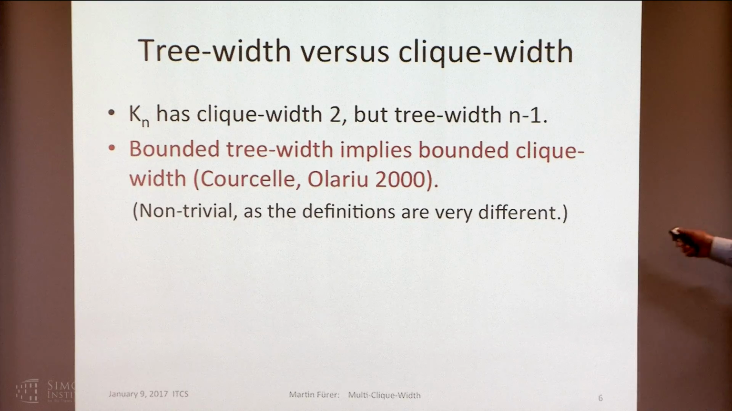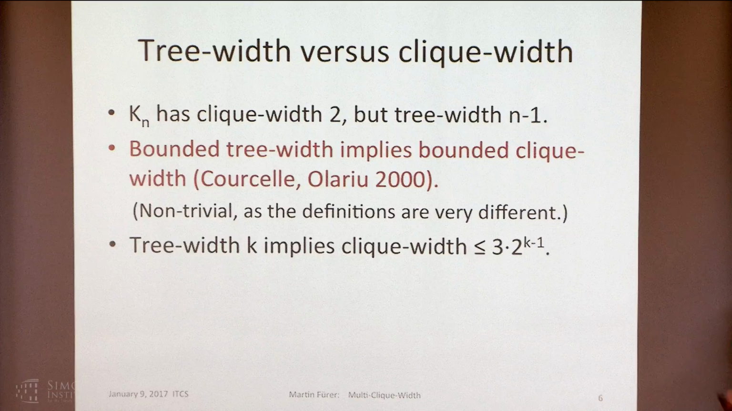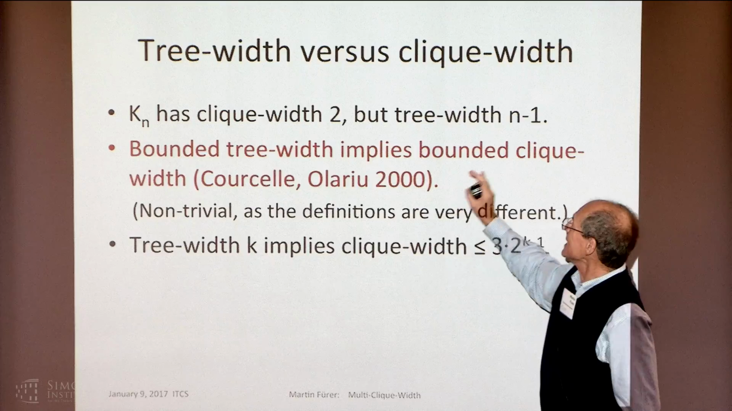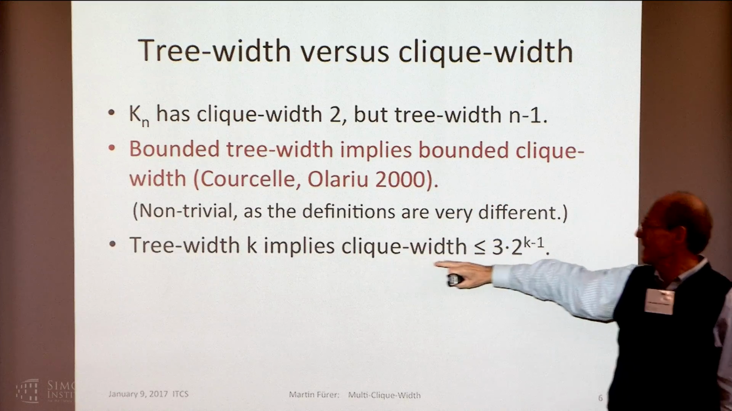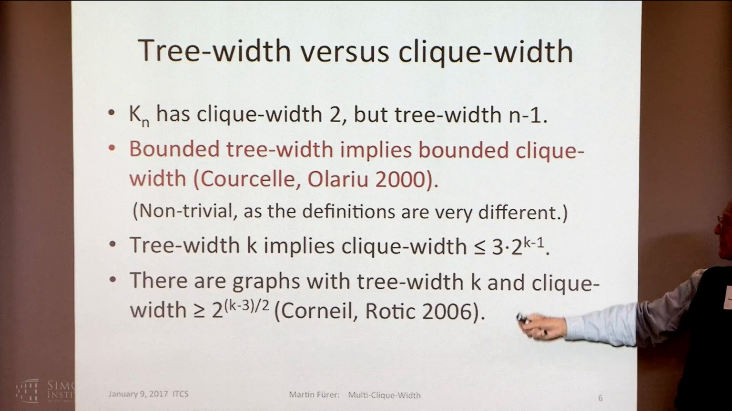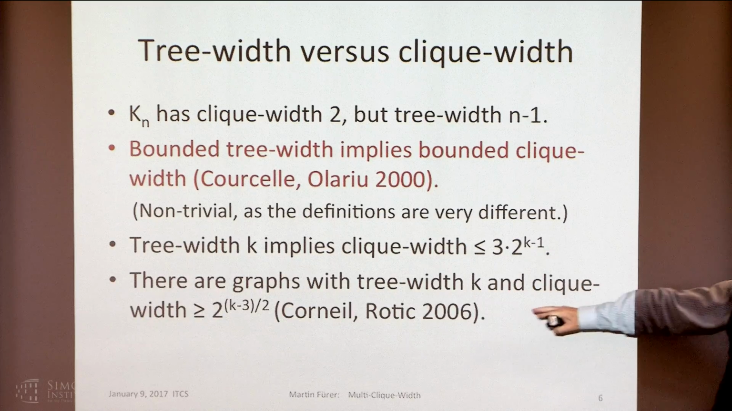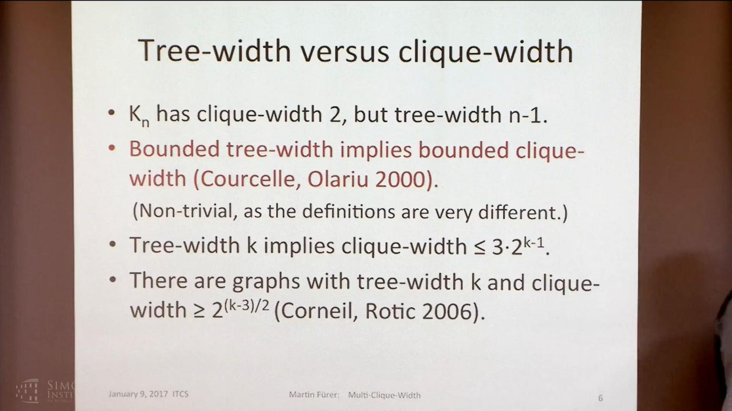But this result is not trivial and somewhat complicated and somewhat unsatisfying, because bounded tree-width implies bounded clique-width, but there is an exponential blow-up. So we have an exponential upper bound and an exponential lower bound. There are many graphs where the clique-width is exponentially bigger than the tree-width.